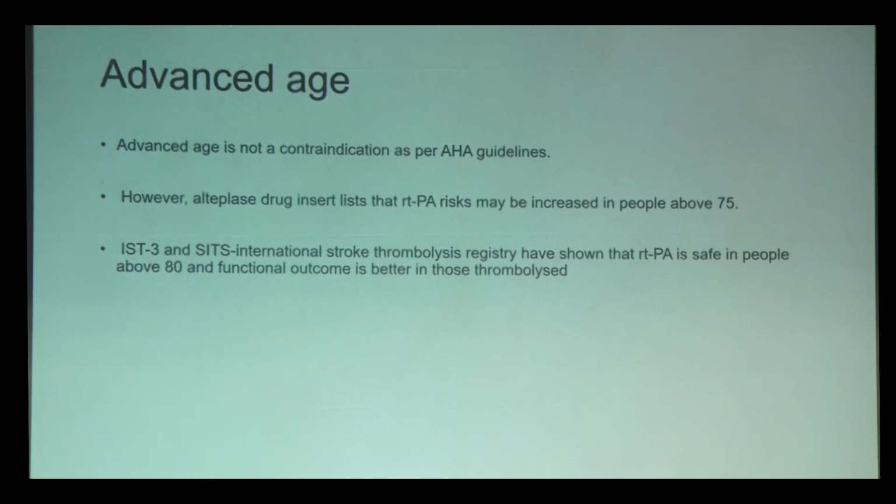Advanced age is not a contraindication as per the AHA guidelines, but if you see the alteplase drug chart, you can see that rtPA will increase the risk of bleed in patients who are beyond 75. But even the IST-3 trial and SITS-MOST trial have shown that rtPA is safe in people more than 80, and the functional outcome is also better in those who are thrombolyzed.